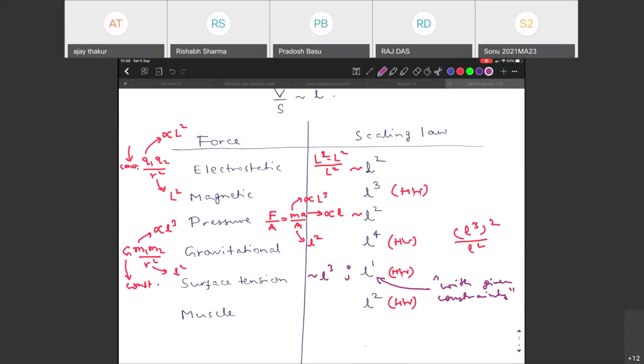Sir, what about the magnetic force? Because I was getting the scaling law as L to the power 4 in that case.